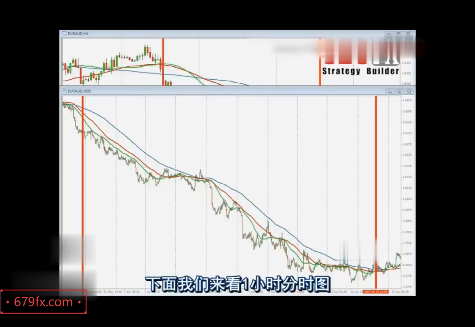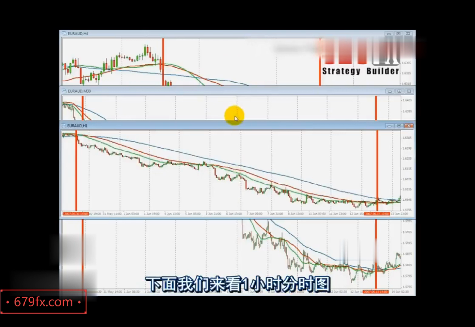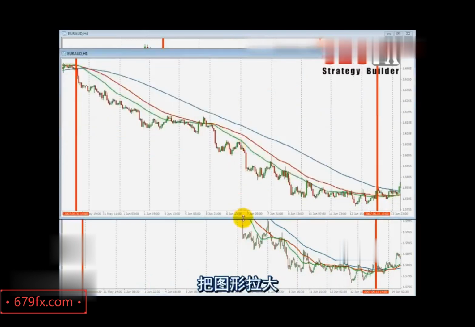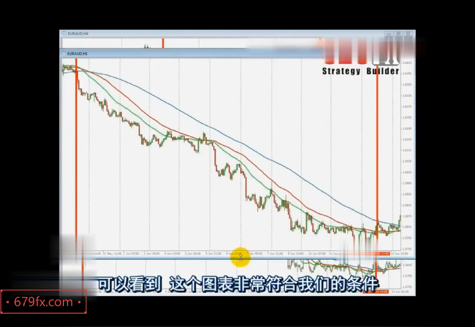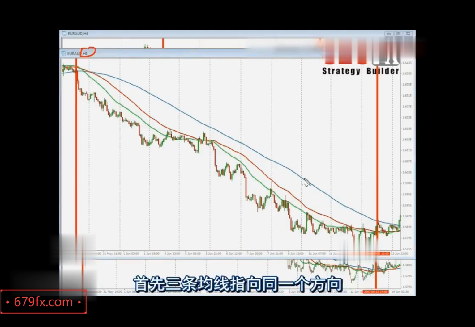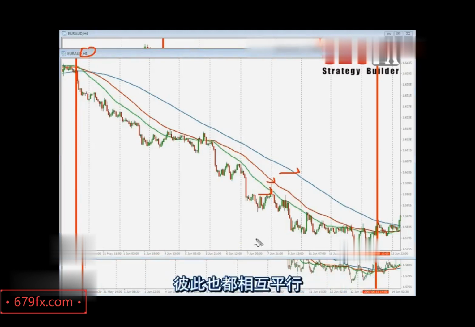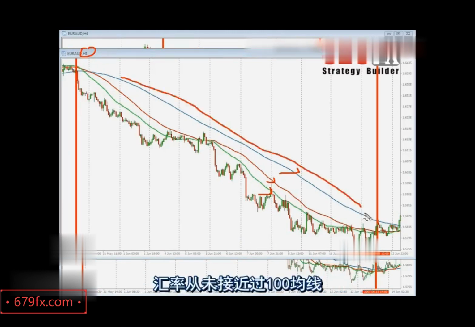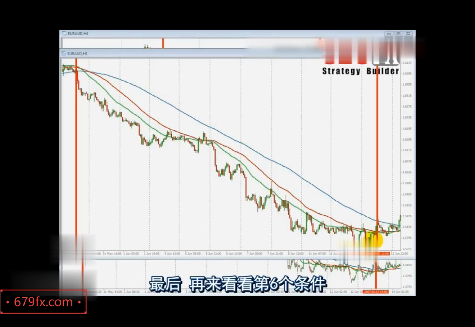All right. Now let me go into the 1 hour time frame. Expand this chart, and as you can see, the conditions are better fulfilled on this time frame. Okay, firstly, yes, we have the moving averages pointing in the same direction. Yes, all parallel to each other. Price never breaching the 100. And finally, what about the sixth condition? Well, it is indeed applying.